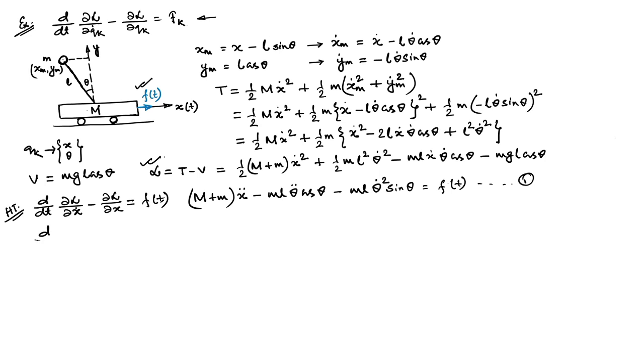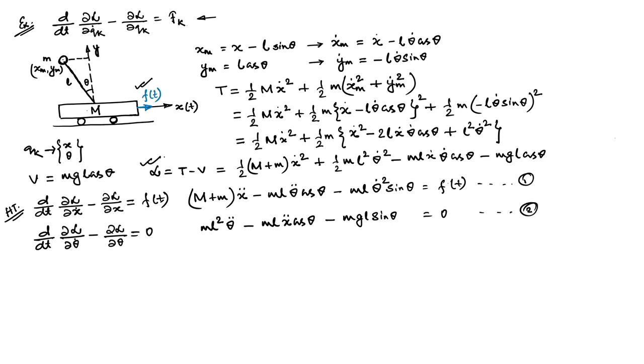Now, the second equation will be d dt of partial differential of L with respect to the second generalized coordinate, that is theta dot, minus dou L dou theta, and now there is no force acting, so this will be 0. If you do that, you will ultimately get m L square theta double dot minus m L x double dot cos theta minus m g L sin theta is equal to 0. So, that is the second equation. Again, I repeat, I do not go through each and every step, you can do it and cross verify, but you will ultimately get these two sets of equations.